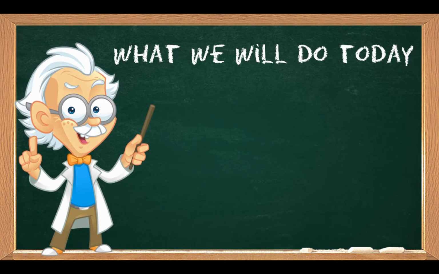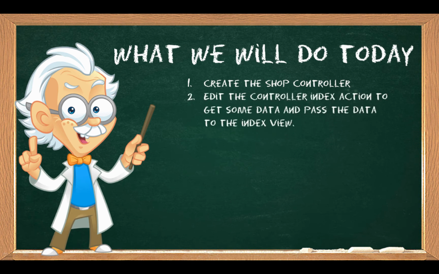So what we're going to do today is create the shop controller if we haven't already done that. And we'll edit that controller index action to get some data and pass the data to the index view. And we'll edit the index view to render the data. We're also going to do a little pagination in there as well.